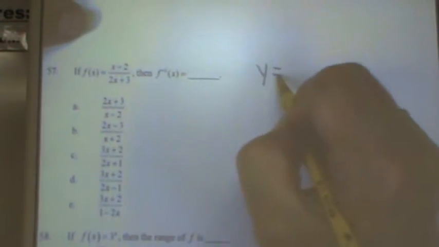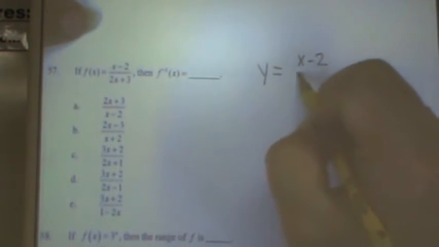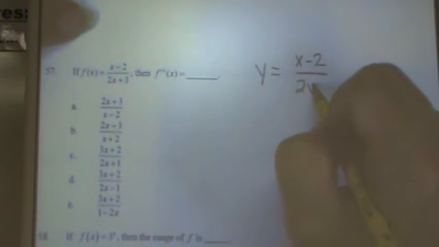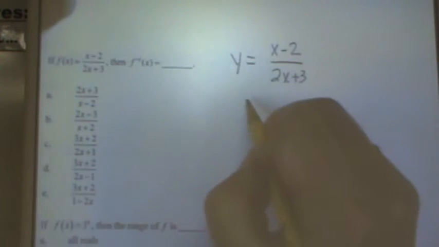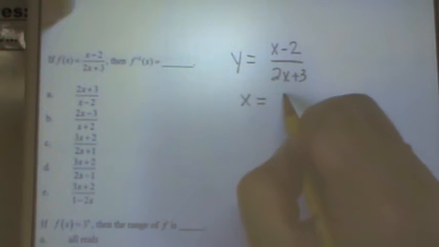Next one. I would like to find the inverse of this. So this says y equals x minus 2 over 2x plus 3. So the inverse is saying flip x and y.